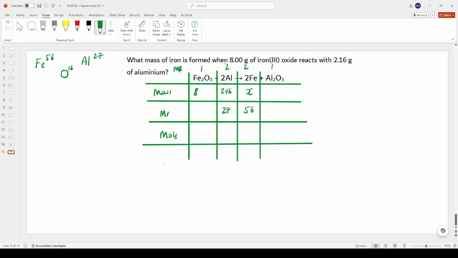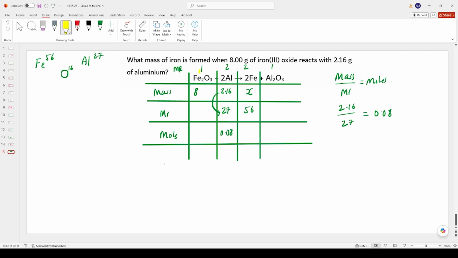I think that's everything, right? What do they want us to work out? What mass of iron is formed? So we need to work out the value of X. We can use these two to help us. We're going to go with the formula mass over Mr is moles. 2.16 divided by 27 is 0.08 moles. Now we just need to fill in the table, but you don't need to do this. I'm just doing this to show you.